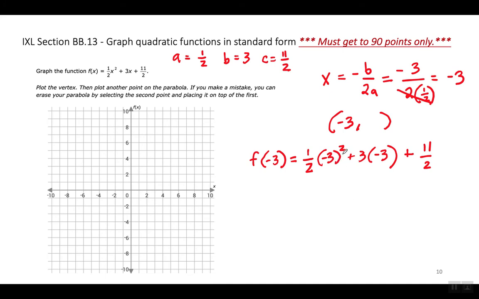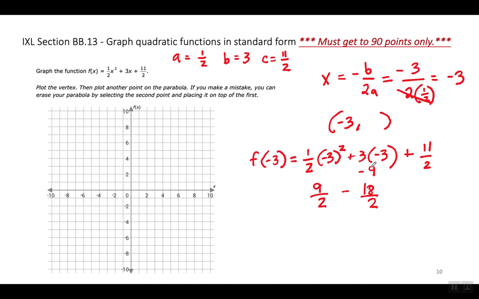Negative 3 to the second power is positive 9. And 9 times 1/2 is going to give me 9/2. Over here, 3 times negative 3 is negative 9. Now, how do I write negative 9 so that it'll have a 2 on the bottom? In other words, what number divided by 2 will give you negative 9? Negative 18 divided by 2 will give you negative 9.